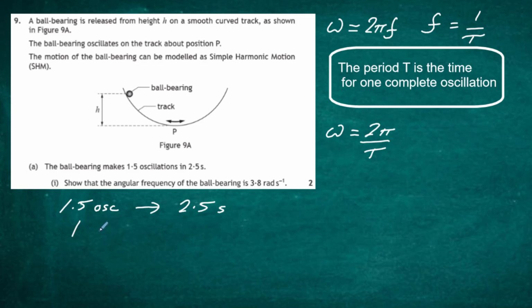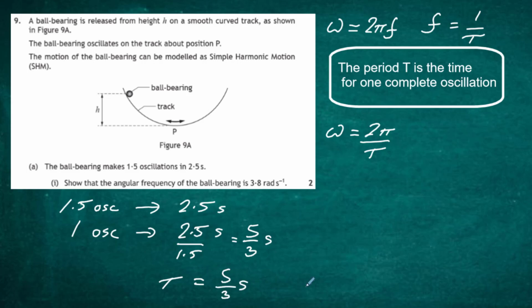So therefore one oscillation is going to take place over 2.5 seconds divided by 1.5, just doing simple proportion. So that comes out to be, if we just leave it as a fraction, 5/3 of a second. So the period t is going to be equal to 5/3 of a second. And we can put that into the equation now. It's going to be equal to 2 pi divided by 5/3 of a second.